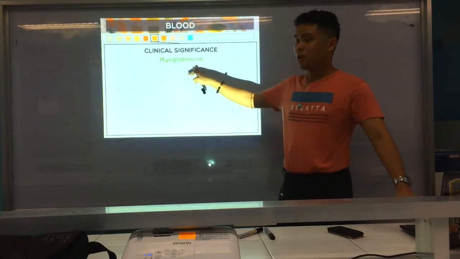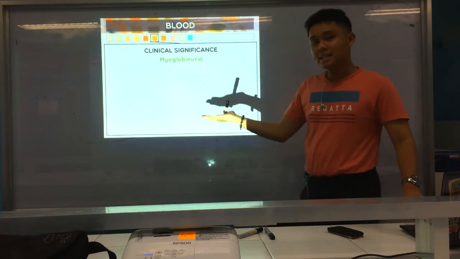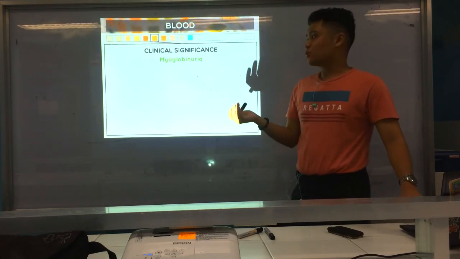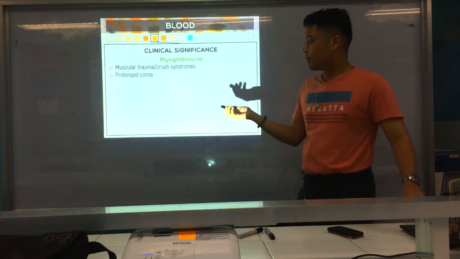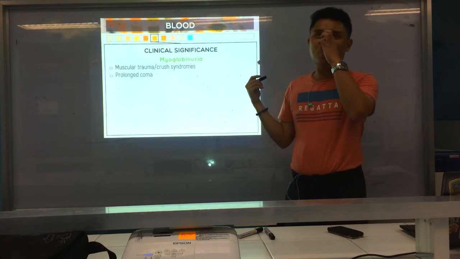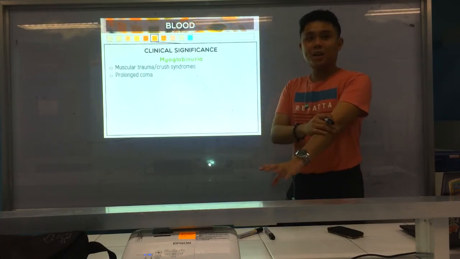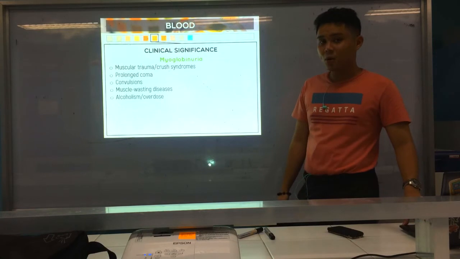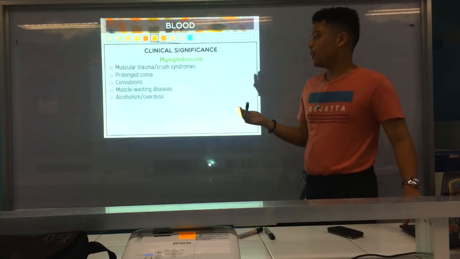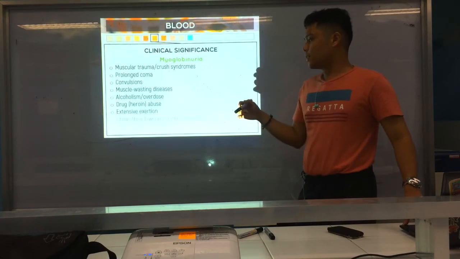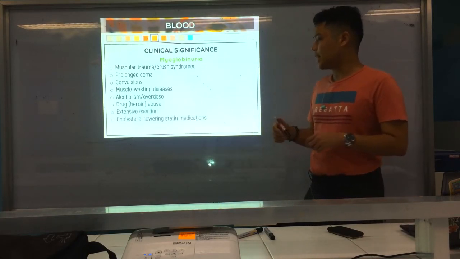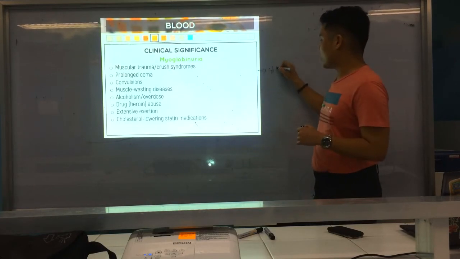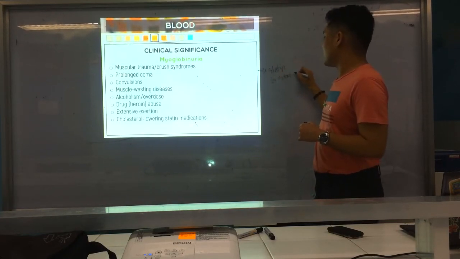Now, for myoglobinuria, by the name itself, myoglobin is always found in the muscles. Therefore, the diseases associated with myoglobinuria are those with muscle problems. For example, muscle trauma and crush syndromes, and prolonged coma, because you are just lying down, so your muscles tend to waste and deteriorate, therefore releasing myoglobin. Also convulsions, muscle wasting, alcoholism or overdose, still because of muscle deterioration, drug or heroin abuse, extensive exertion, and cholesterol-lowering statin medications. In your clinical chemistry, usually the medications for lowering cholesterol are the statins, for example simvastatin and lovastatin.